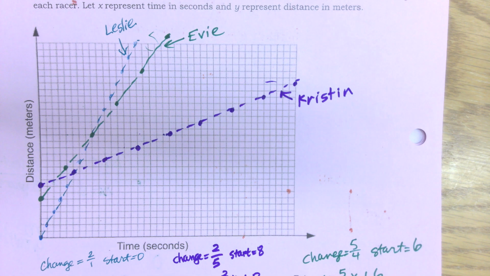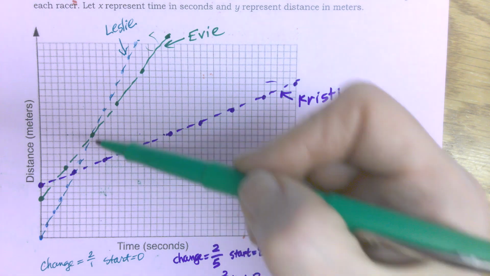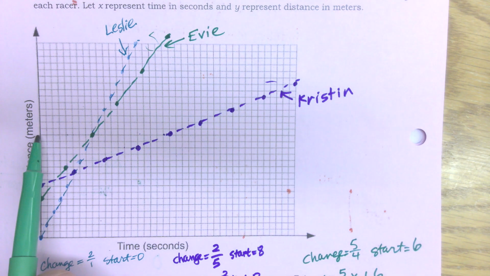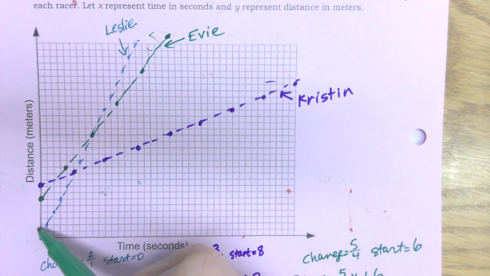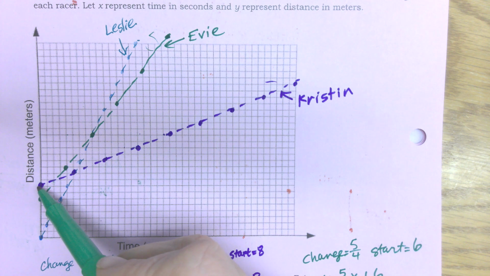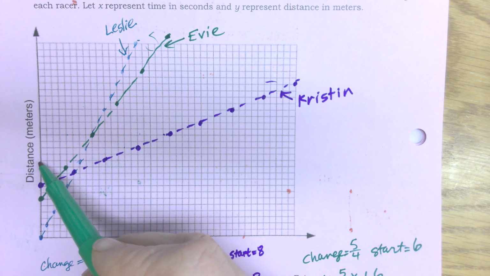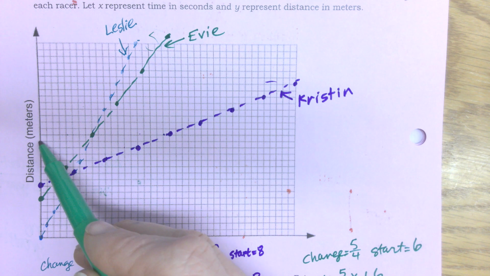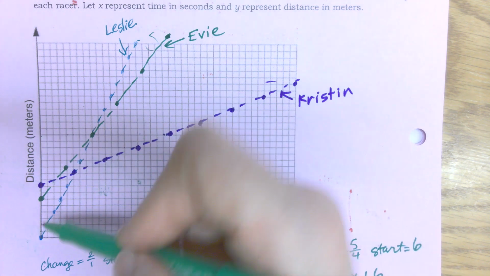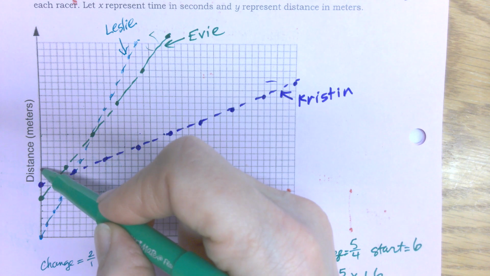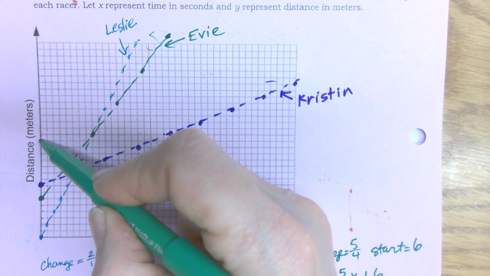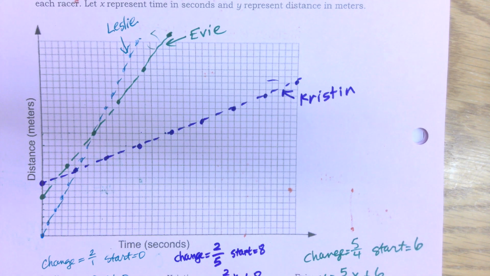Okay? And then it says, how far were they from the starting line? How many meters? 16? Okay. I got 17, but after counting again, oh, 16. Okay. 16 meters.